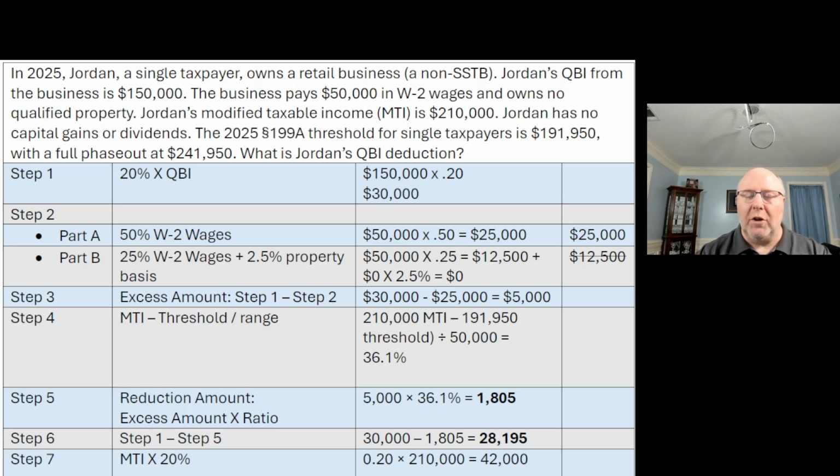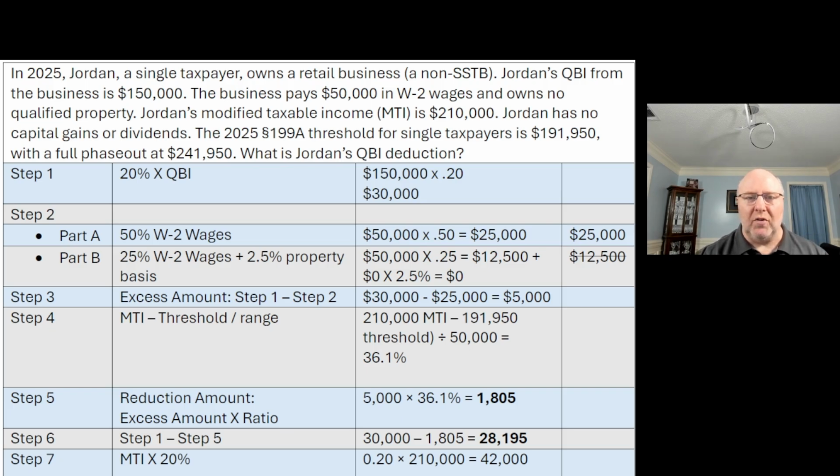Now, what we do, and this is new for this phase-out problem, is we have to take the amount from step 1, our $30,000 at 20% of QBI, and subtract from it the greater of Part A or Part B in step 2. So we're going to take 30,000 minus 25,000. That's going to give us the excess amount. We didn't pay enough in W-2 wages or in property. We haven't made enough contribution. All right, so $5,000. Now we're going to have to reduce that excess amount.